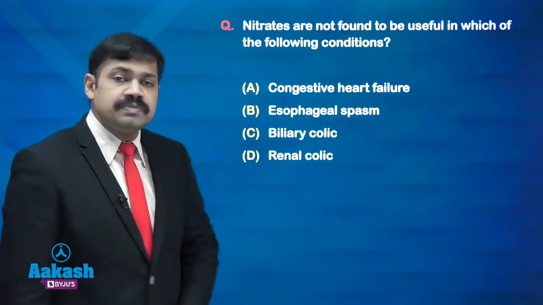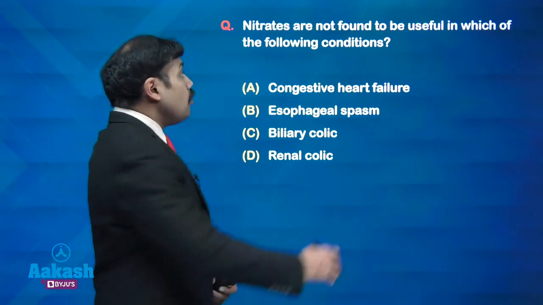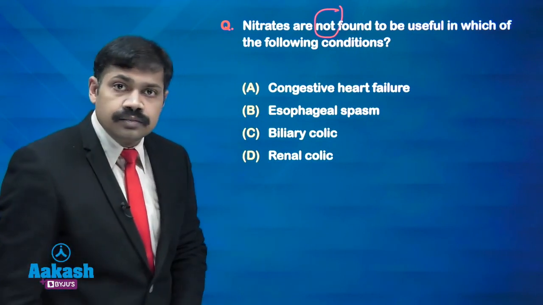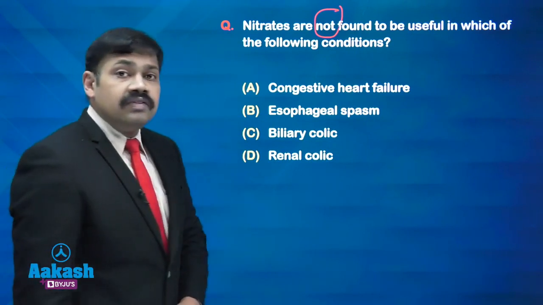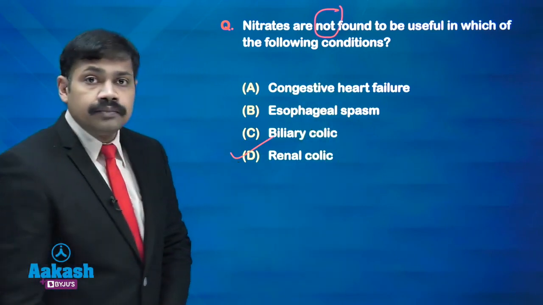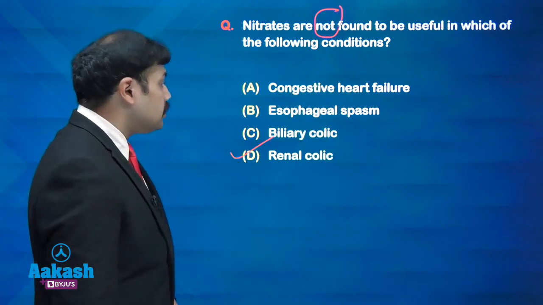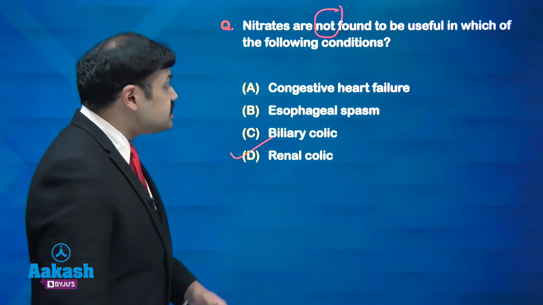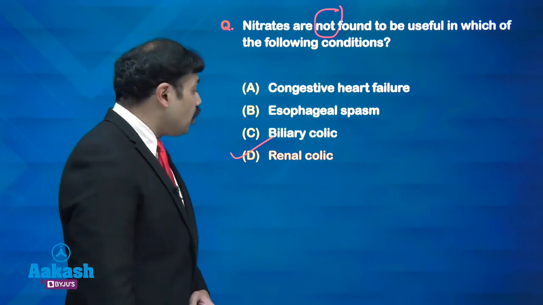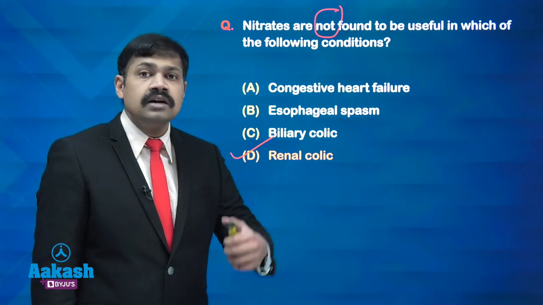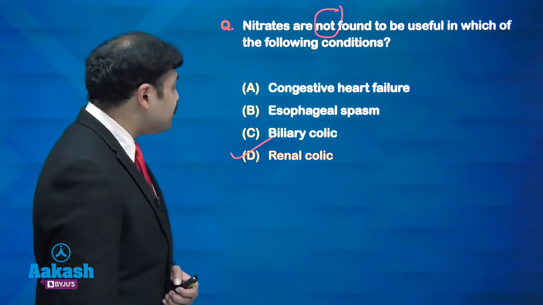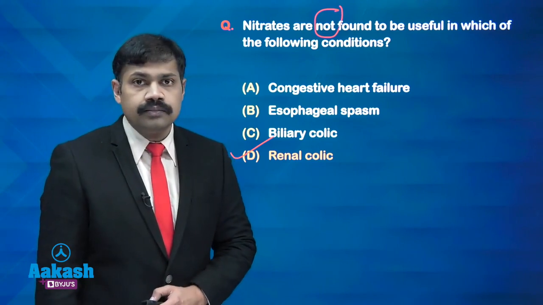This question has been asked. Nitrates are not found to be useful in which of the following conditions? Answer: they are not found to be effective in option D, renal colic. Esophageal spasm, biliary colic, and congestive heart failure are indications of nitrates. They are not effective in relaxing the genitourinary tract. Hence, they have no benefit in renal colic.